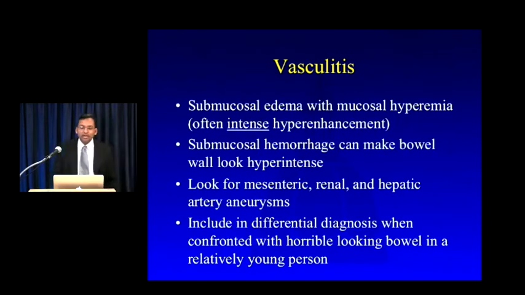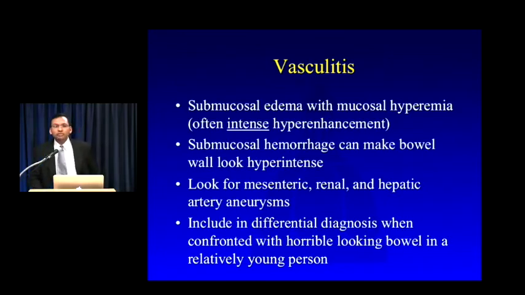Now, the truth is, in most cases, you are not going to be able to make the diagnosis of a specific type of vasculitis based on your CT scan. In most cases, it's going to be good enough if you can at least suggest the possibility of vasculitis when you're confronted with a suggestive imaging study. And what are you looking for? You're looking for findings that are suggestive of ischemia. You're looking for severe wall thickening, massive submucosal edema, mucosal hyperenhancement like you'd see in a venous ischemia case. You may even see a hyperdense wall of the bowel as a result of submucosal hemorrhage.